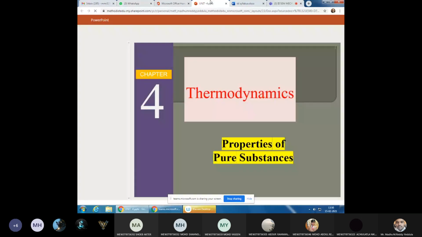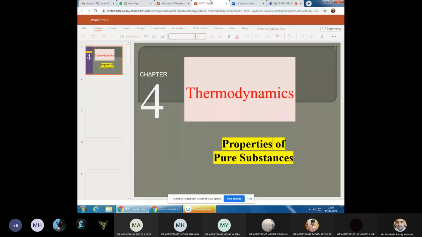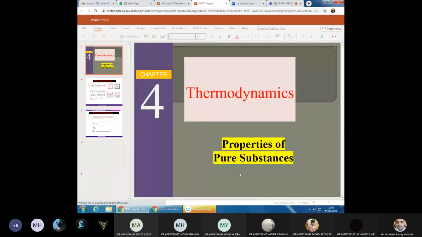And we discussed the Rankine cycle also in between, yes or no? All steam power plants work on the Rankine cycle, all gas power plants work on the Brayton cycle, yes or no? Can you see the screen now? Yes, sir. Right. So our fourth unit is properties of pure substances.